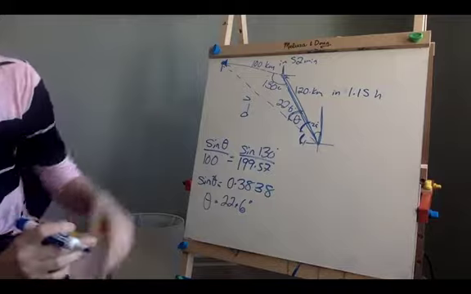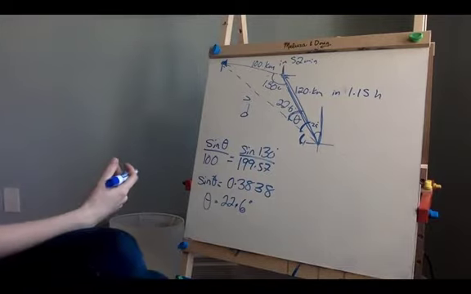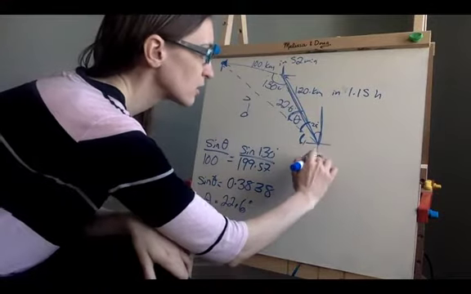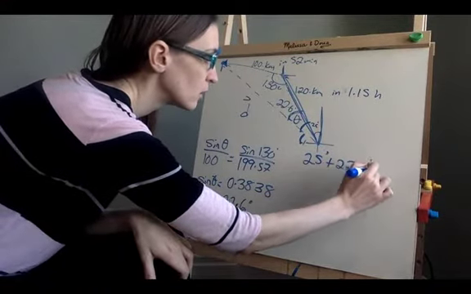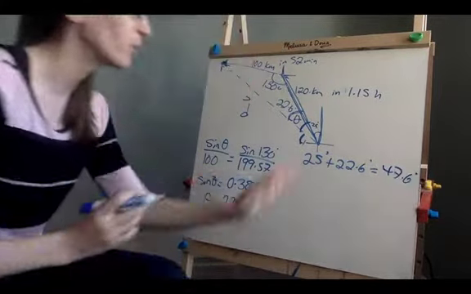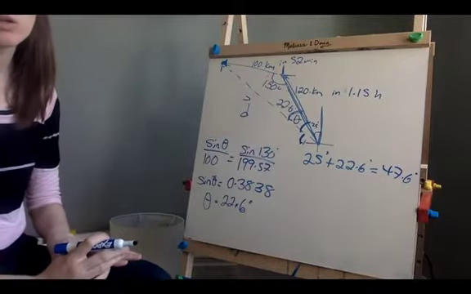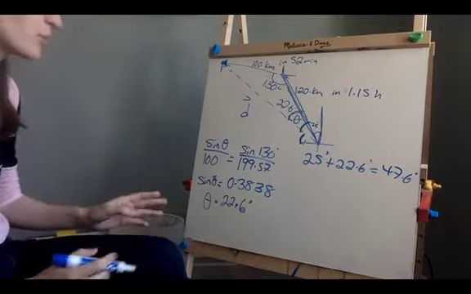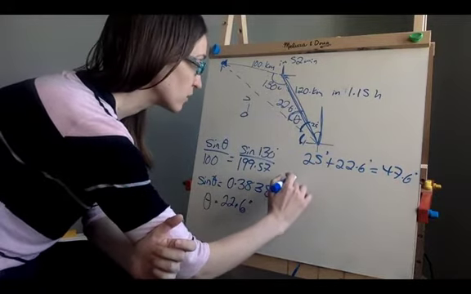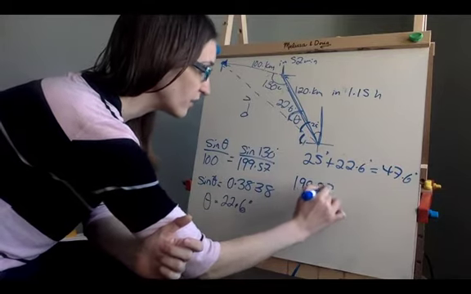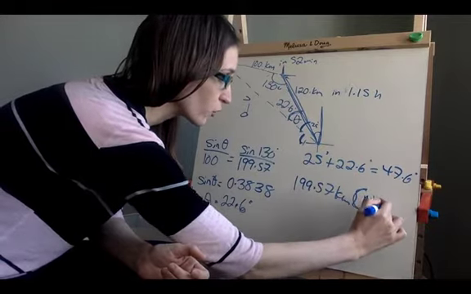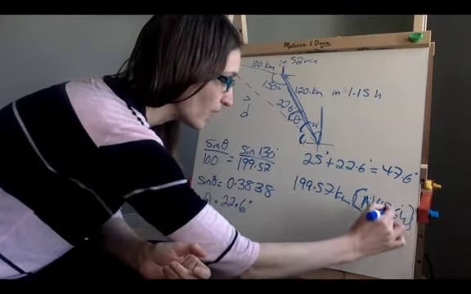So our overall bearing or direction for this displacement was the 25 plus the 22.6, right? And that gives us 47.6 degrees. And that would have been measured from north going west. So at this point I could say that my displacement was 199.57 kilometers, and the bearing would have been north 47.6 degrees west.